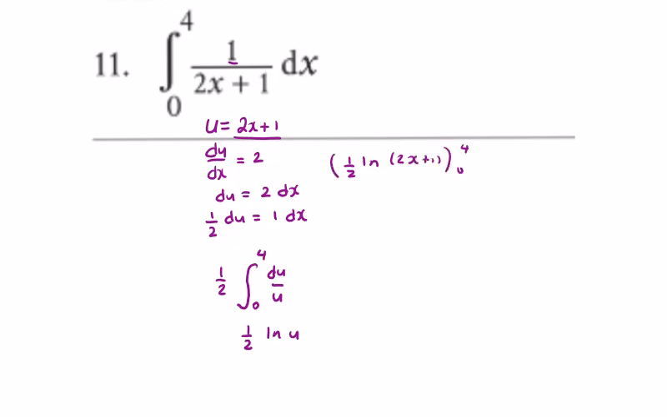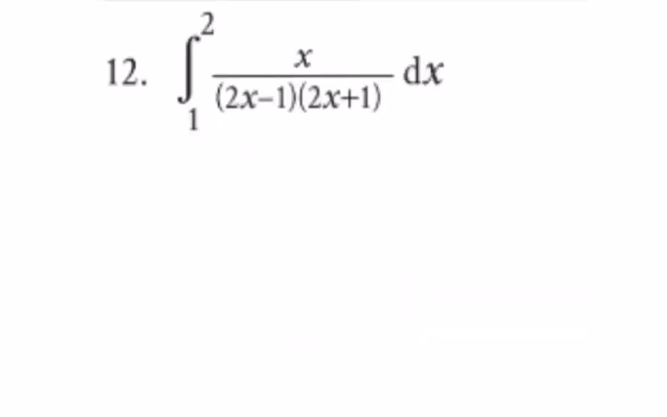between 4 and 0 is half the natural log. Put 4 in, we're going to get 8 plus 1, which is 9. And then minus the natural log of, put 0 in, we're just going to get 1, and the natural log of 1 is 0. So the answer here is just half the natural log of 9, which is the natural log of 9 to the power of a half, which is the natural log of the square root of 9, which is the natural log of 3.